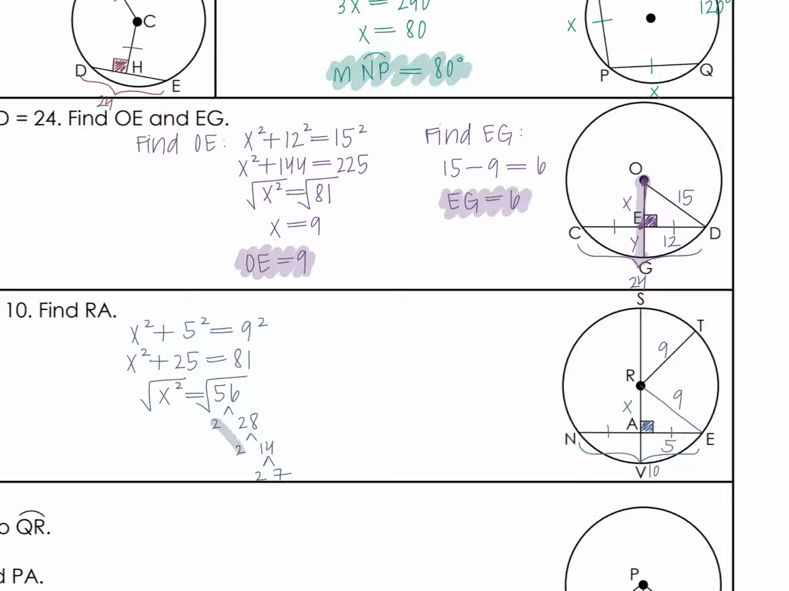Since I don't have any other pairs, I'm going to multiply that 2 and 7 back together. And so therefore my X is equal to 2 root 14. And that's my RA, so I'm going to go ahead and just say RA is equal to 2 root 14.